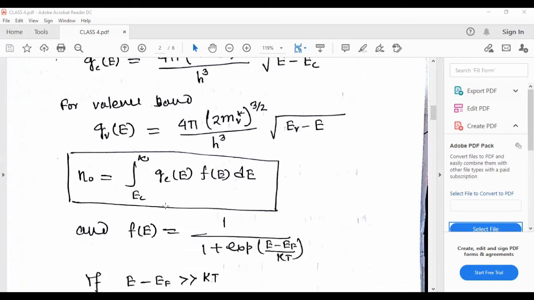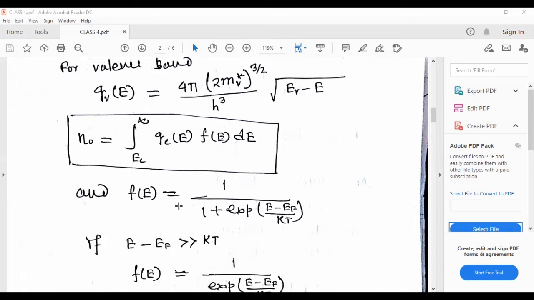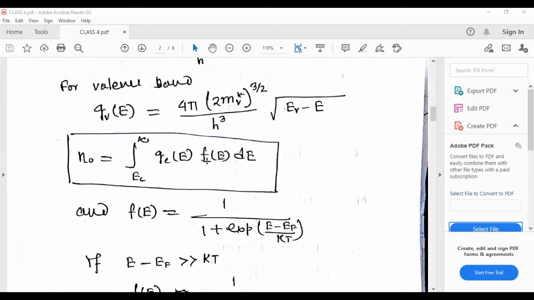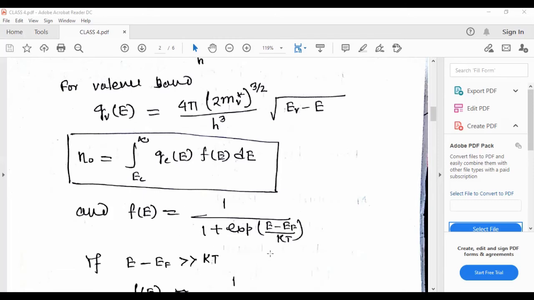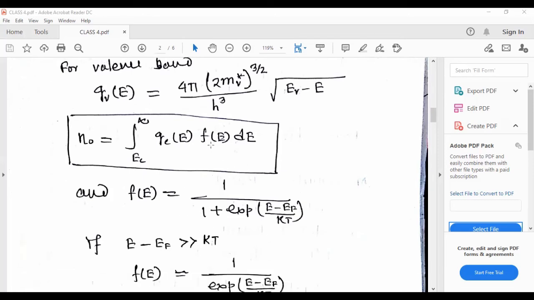Now, if we try to evaluate this integral, N0, the total electrons available in the conduction band, is nothing but the integration over Ec to infinity of Gc of E times f of E dE. So we have all the values. This is the value of Gc of E, so we'll put it here, and we know the value of the Fermi-Dirac distribution function, so we'll put the values. Before that, we will go for some necessary approximation.